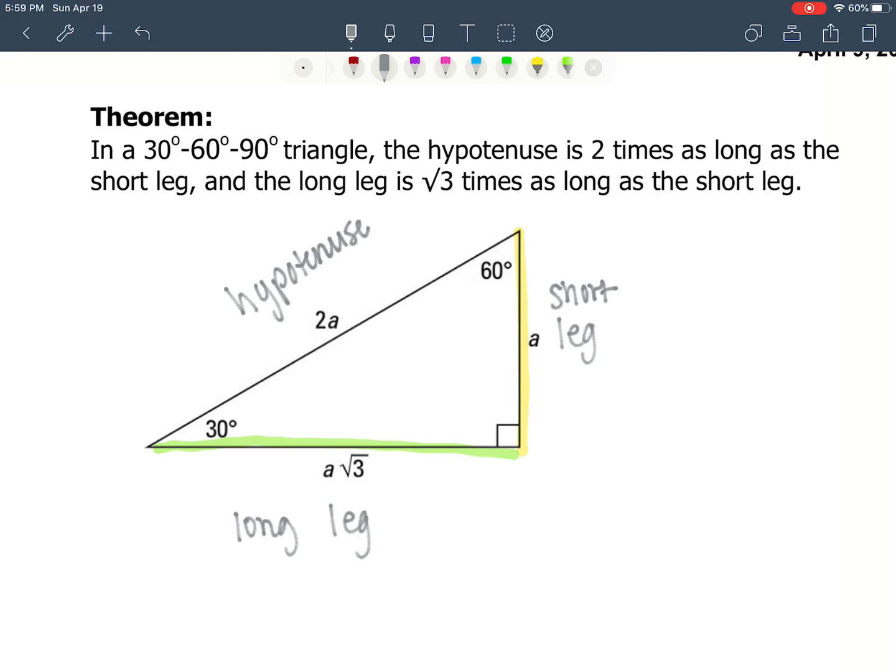Now, the short leg, it's all about that short leg. See how they say short leg? In reference to what is the hypotenuse, what is the long leg, they keep referring back to the short leg. So the short leg is A. And the hypotenuse is twice that length. So the hypotenuse is going to be 2 times A. And the longer leg is going to be the square root of 3 times A. So we just put A times the square root of 3.